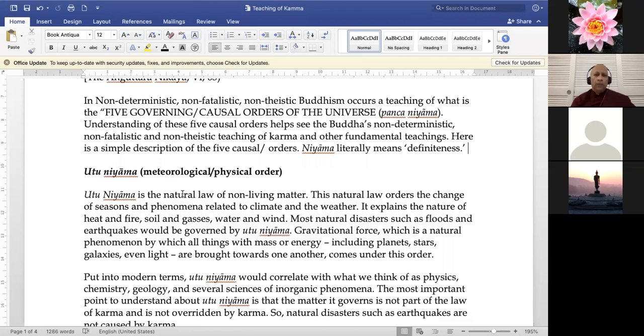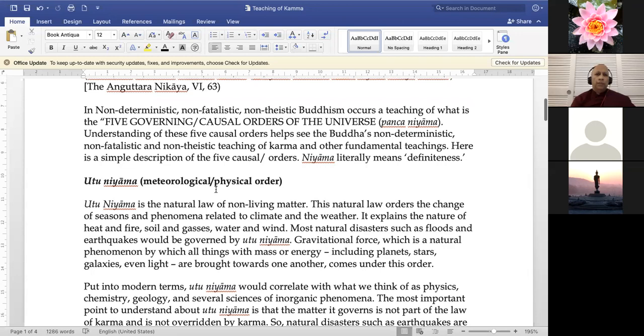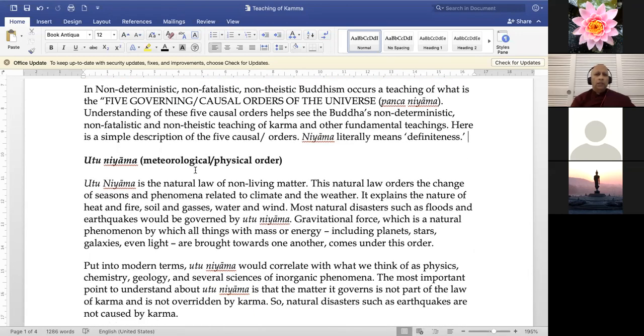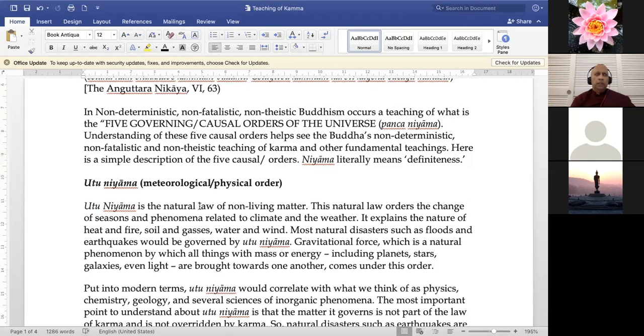Now, according to Buddha, Utu Niyama, the meteorological or physical order of natural law, is not deterministic. It is not theistic. It's naturalistic. It's a natural thing.